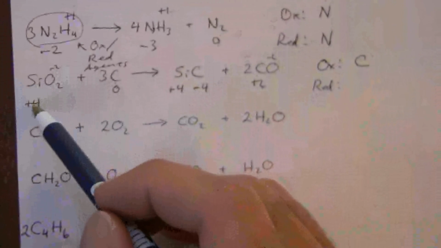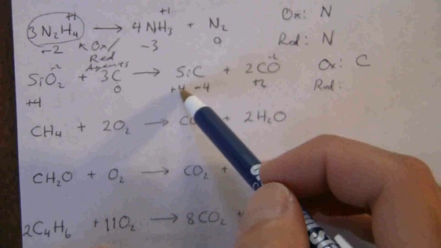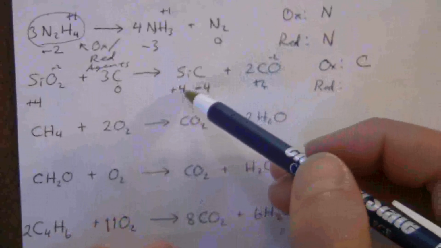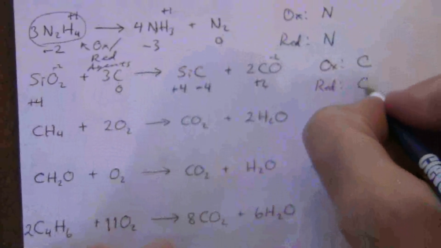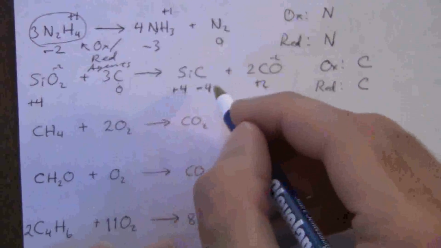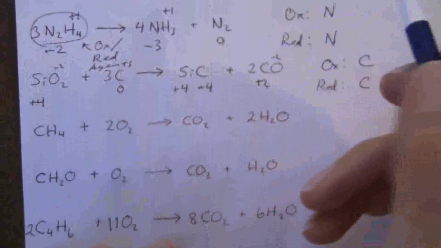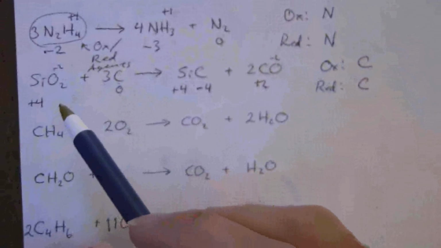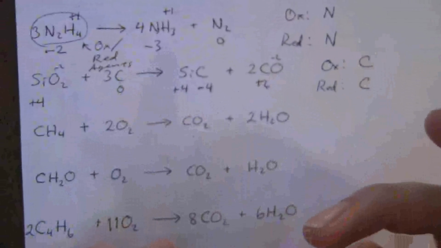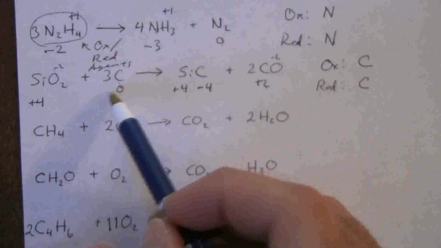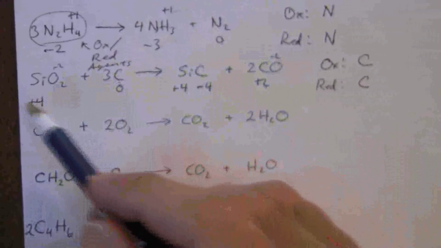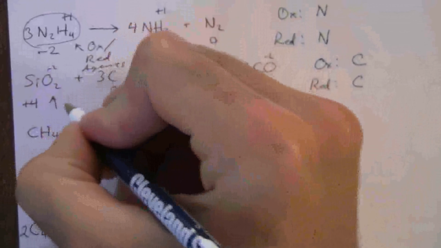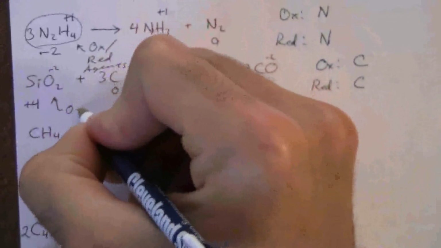We would have the silicon as a +4. We just keep it at a +4. There's no reason to change it. And then the carbon itself is both oxidized and reduced. Okay, hopefully that makes some sense there. And what is the oxidizing agent? Well, what caused the carbon to be oxidized to carbon monoxide? The silicon dioxide, okay? So this is our oxidizing agent.